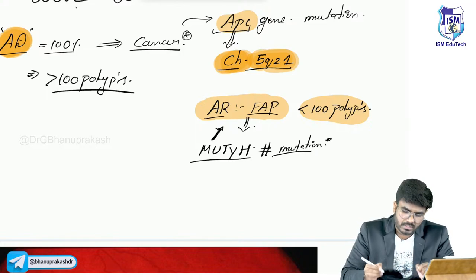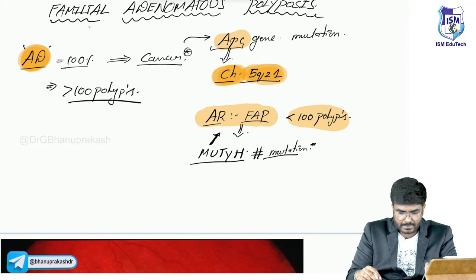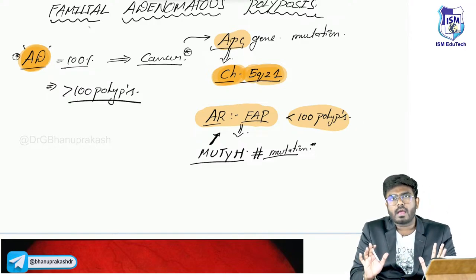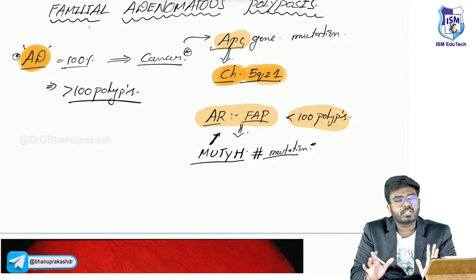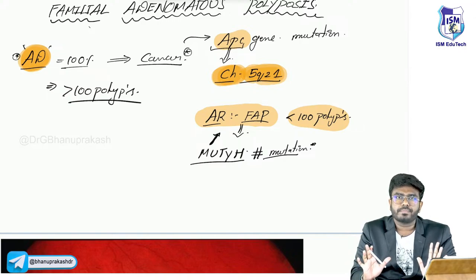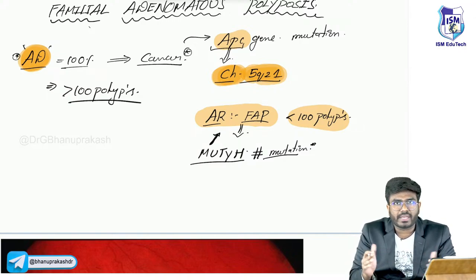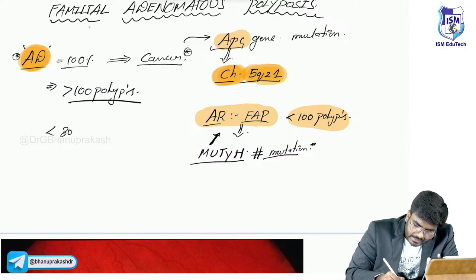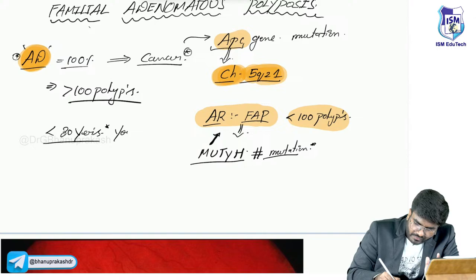Now, what else you should know is, first let's come to the autosomal dominant one. Simple. I'm going to have a 100% chance of getting cancer. These polyps will turn into cancer 100% when less than 30 years. So, young age, sir. Young age is going to be affected.